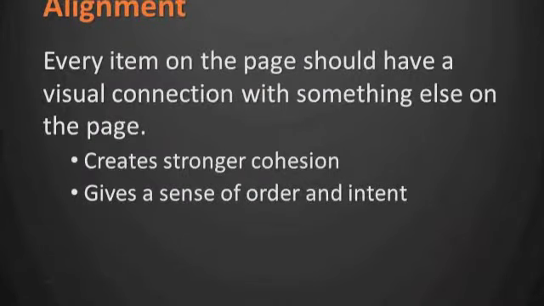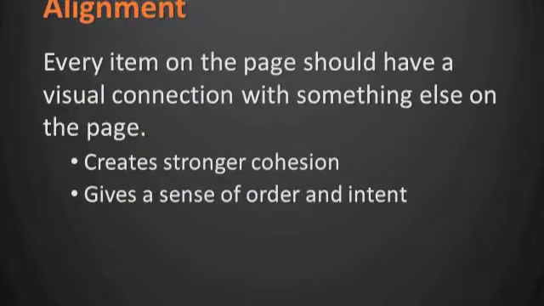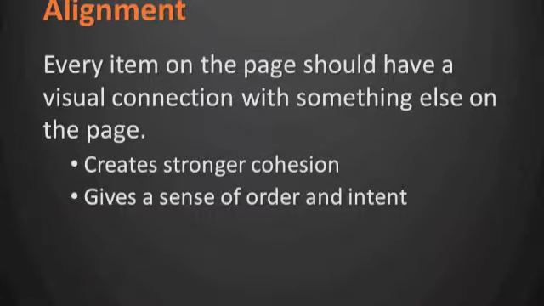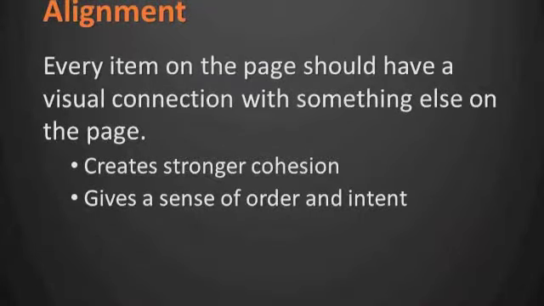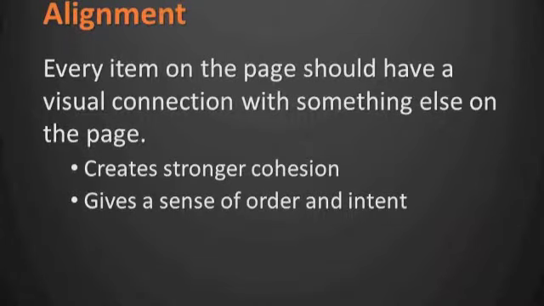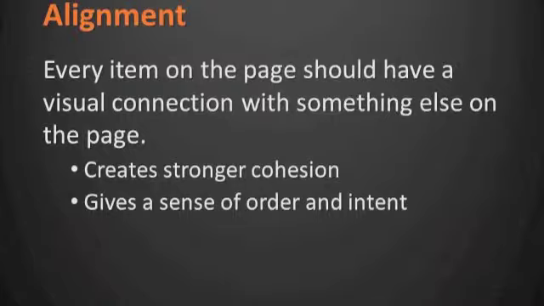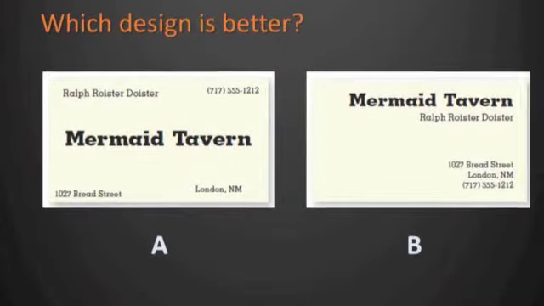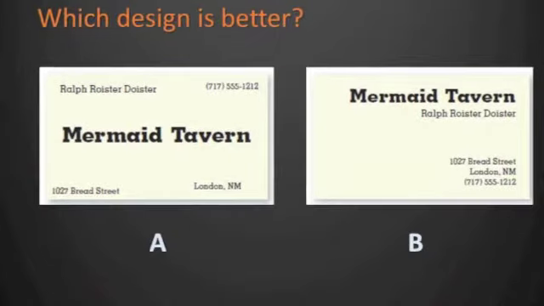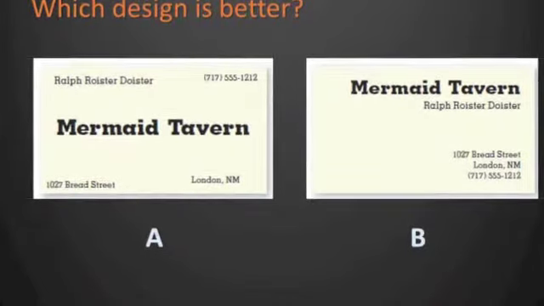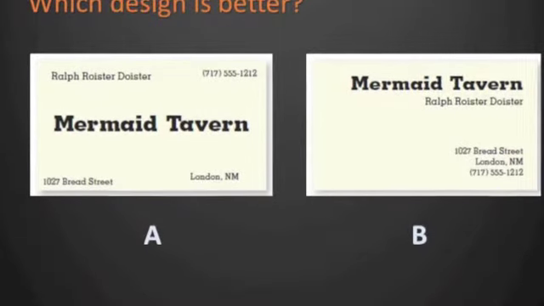The third principle in CRAB is alignment. This principle says that everything you see on a page should have a visual connection with something else on the page. If you design in this way, you will create stronger cohesion and a better sense of order and intent. For example, here we have two name cards. They have the same content: name, title, address, and phone number. But which one looks better? I would say B is better, right?